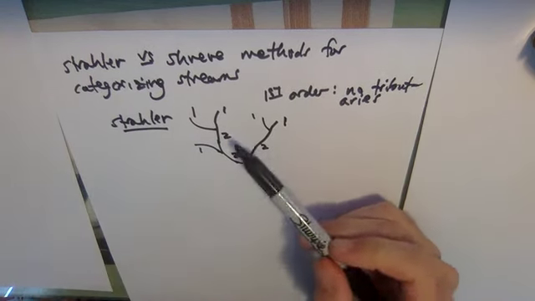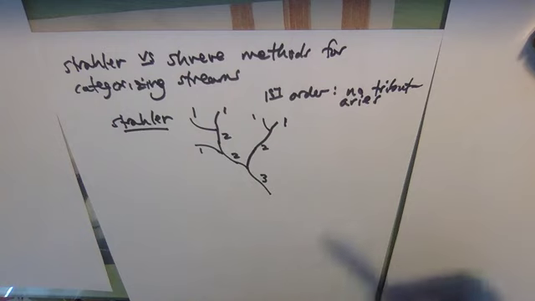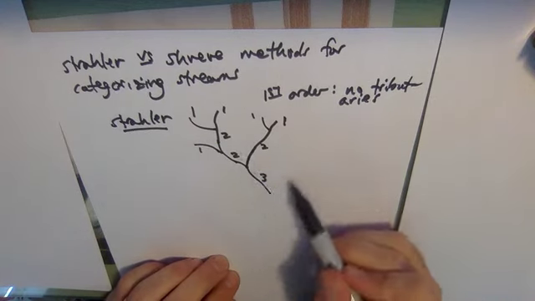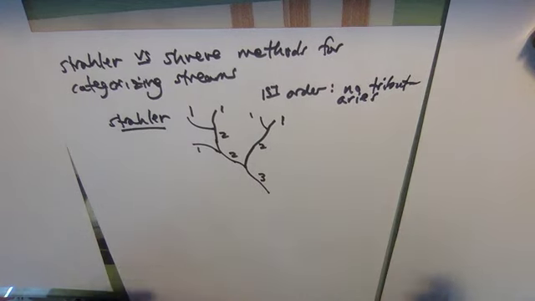So if someone is talking about a first order stream, what they're talking about is a very small, simple little stream that's not receiving water from other watersheds, right? It's got to be contained in its own little system. However, higher order streams, like second, third, fourth, fifth order streams, are representing the total flow of water coming from a variety of sources.